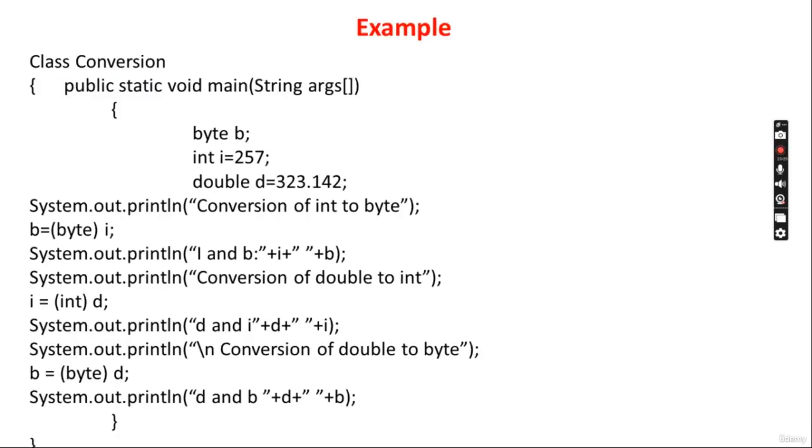So now we will see an example. Here there are three variables: byte b, int i = 257, then double d = 323.142. All these examples, which are created and displayed in the PowerPoint presentation, will be explained in the practical part also. So you need not worry if you are not understanding it.